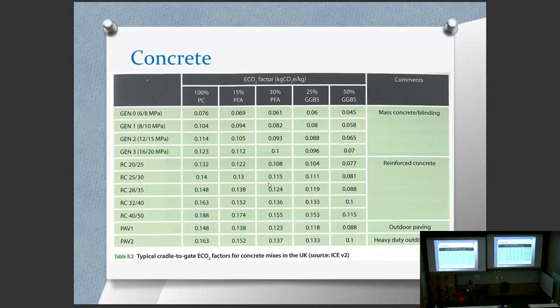These are just some numbers for your reference. These are the typical embodied carbon for different kinds of concrete. But you need to understand that the uncertainty could be high, because we don't have a very standardized method for the measurement or estimation of the embodied carbon. So these are only for your reference.